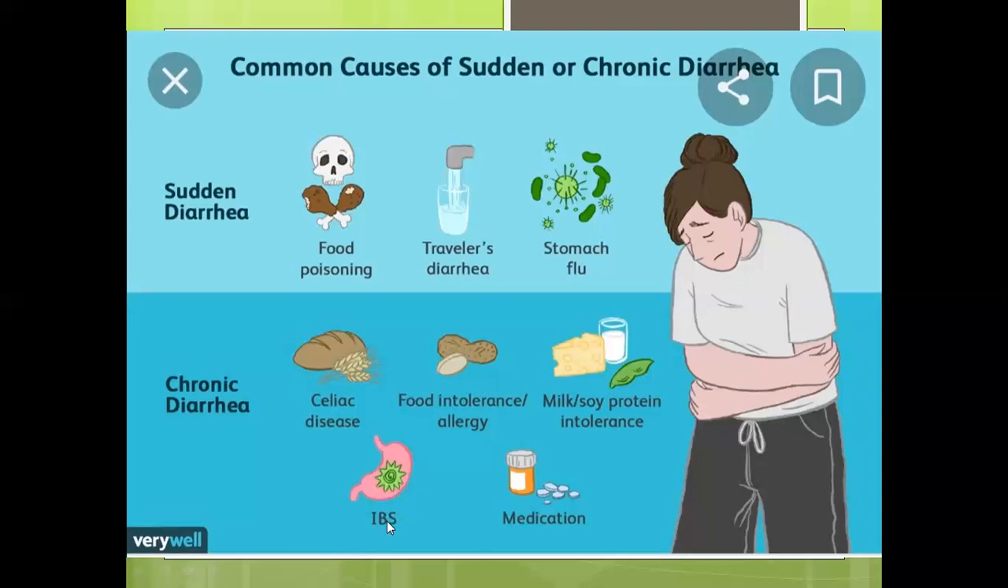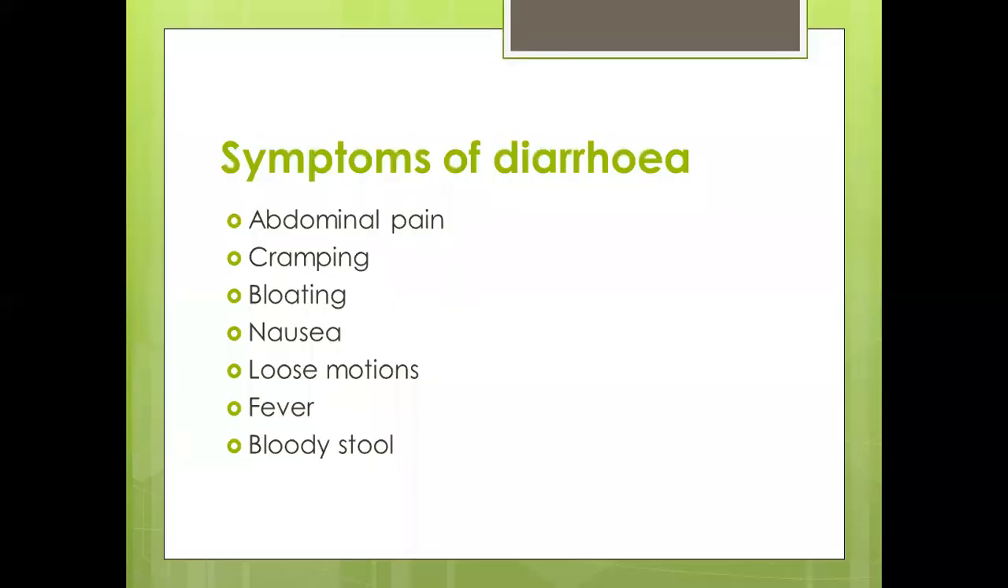IBS is irritable bowel syndrome. It is a type of large intestinal disease, and in that case also the person suffers from diarrhea. What are the symptoms of diarrhea? Abdominal pain, cramping. Cramping is a painful muscle contraction which cannot be controlled. Bloating is gas in the stomach. Nausea, feeling like vomiting, loose motion, the semi-liquid feces, fever, high temperature, and sometimes blood appears in stool. These are the symptoms of diarrhea.